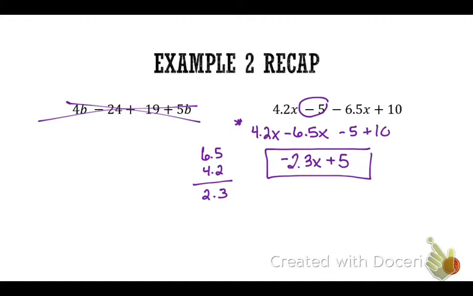All right, how'd you guys do on that one? You cannot solve it. This is your final answer because 2.3x and 5 are not like terms. You cannot combine them. It would not be 5x; there is no x. If it was 5x, you could combine them.